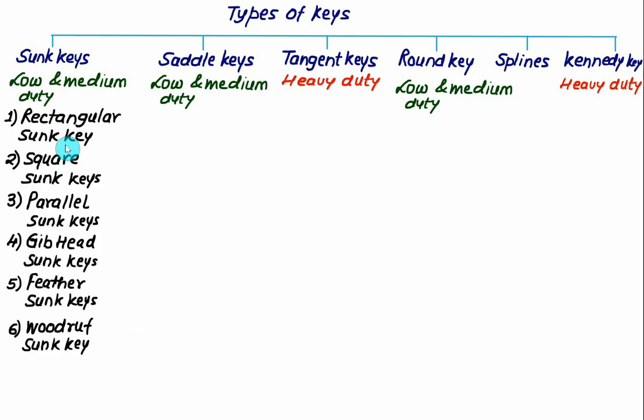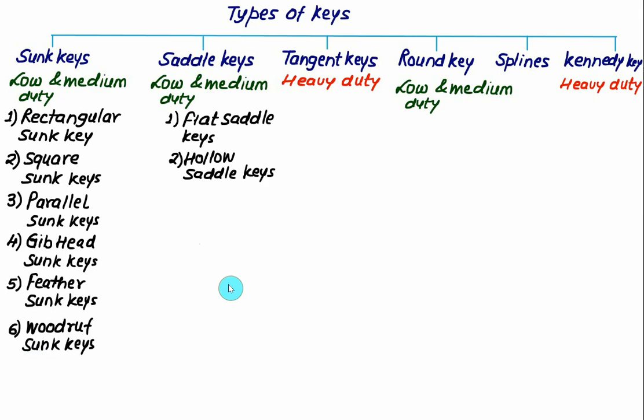In total there are 6 types of sunk key. First is the rectangular sunk key, because the shape is rectangular, in which the width is more than the height. Second is the square sunk key, in which the cross section is square, width and height being equal. Then we have the parallel sunk key. Then we have the jib head key, where a head is provided for quick removal. Then we have the feather key, in which 2 jibs are provided. And finally we have the woodruff key, which is semicircular in cross section.